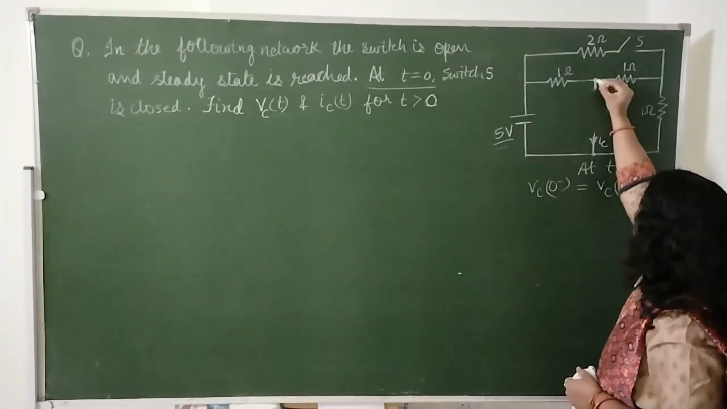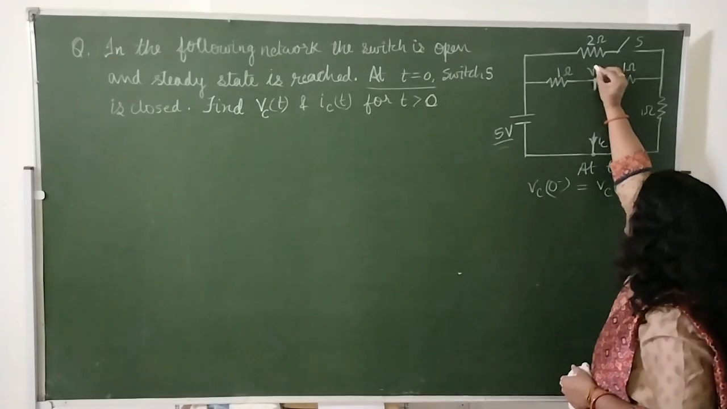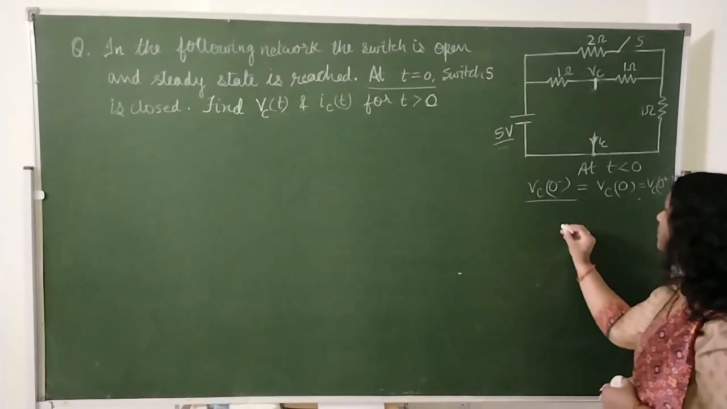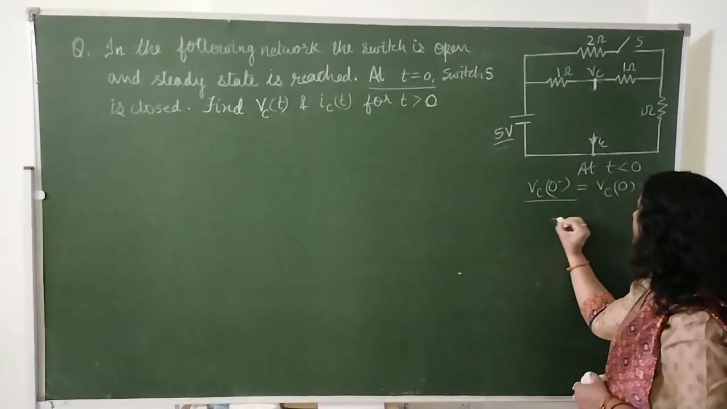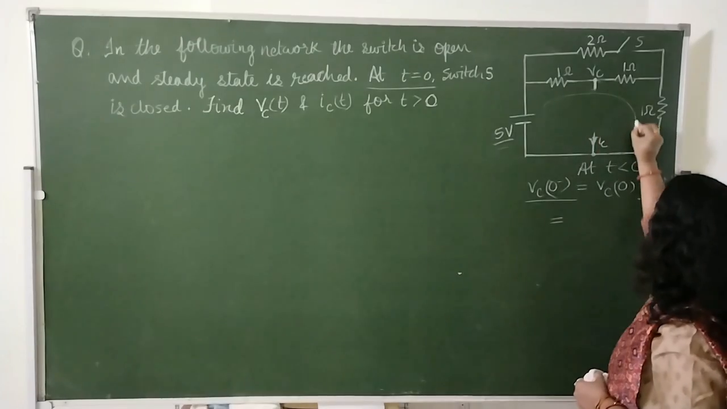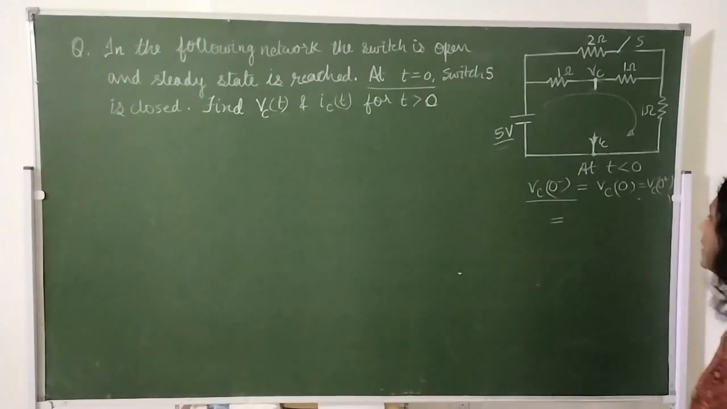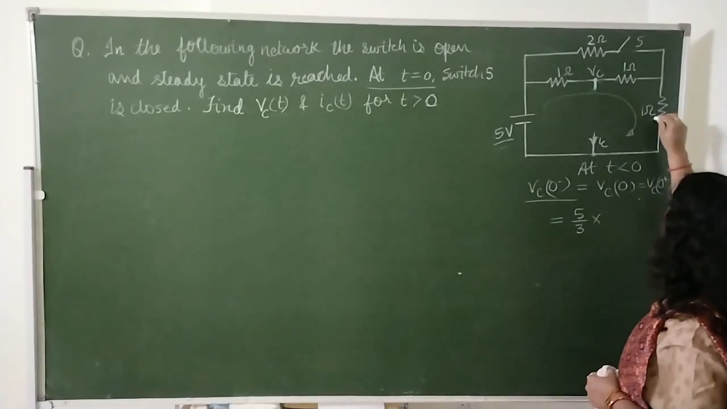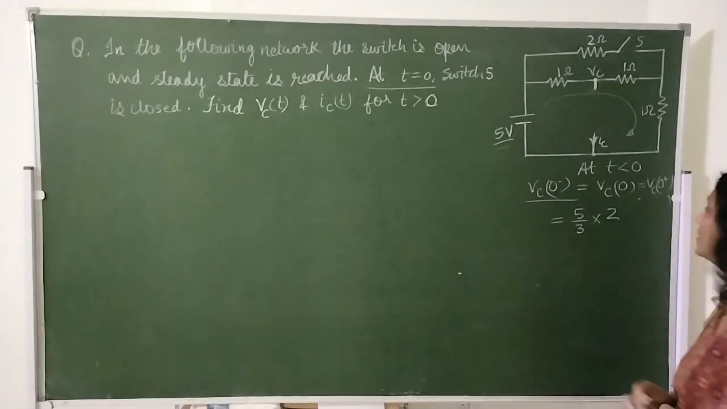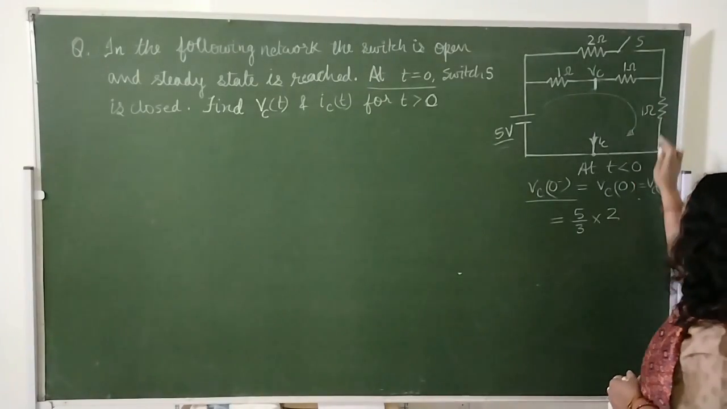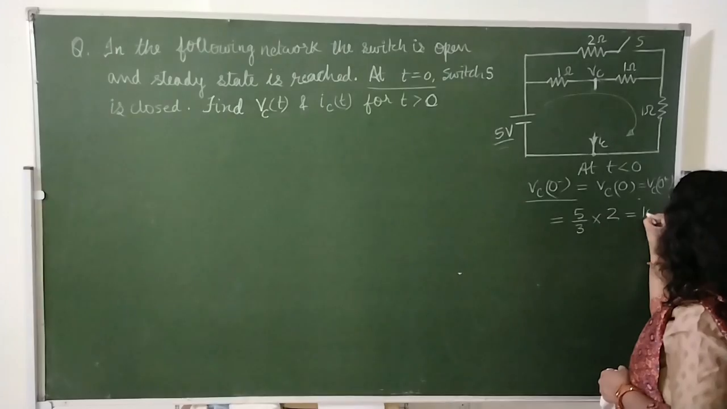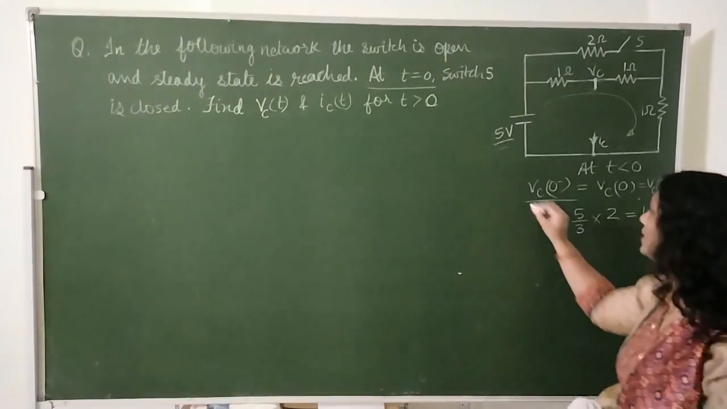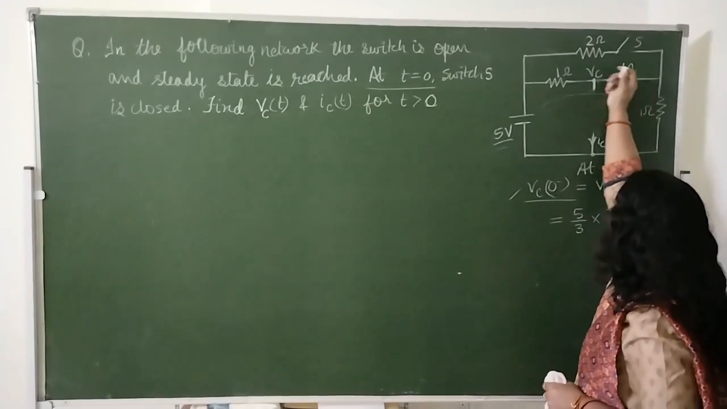So the voltage across this is nothing but VC, and we have to find this value VC(0 minus). The current flowing here when it is open is 5/3 ampere, multiplied by this resistance, which is 1 plus 1, that is 2. That gives us the voltage drop VC, and it is equal to 10/3 volts. So this is our initial condition, the voltage across the capacitor.